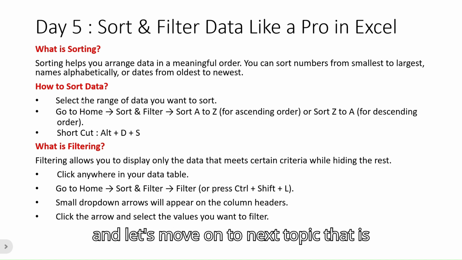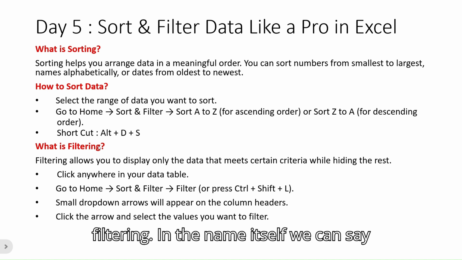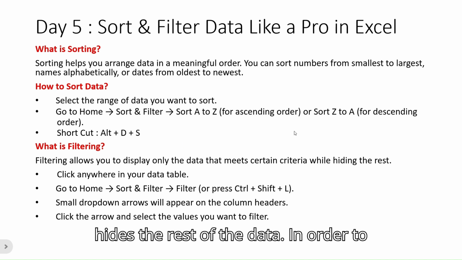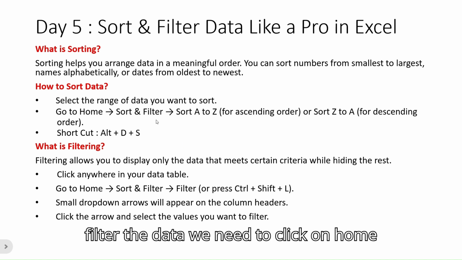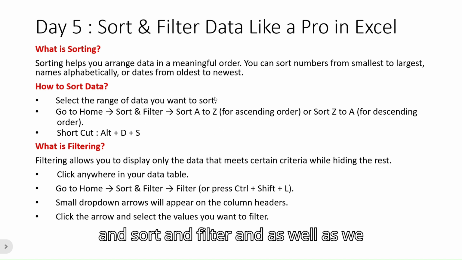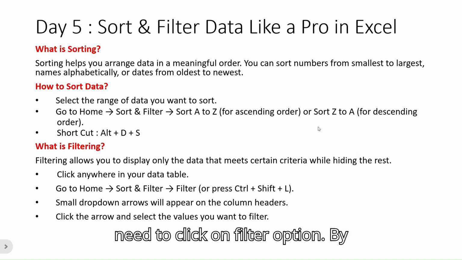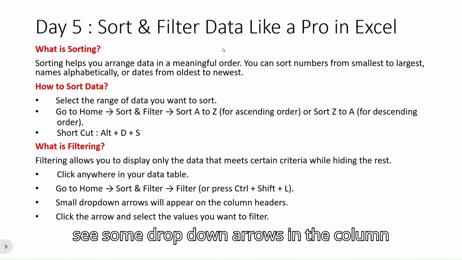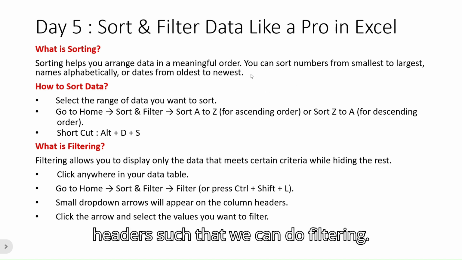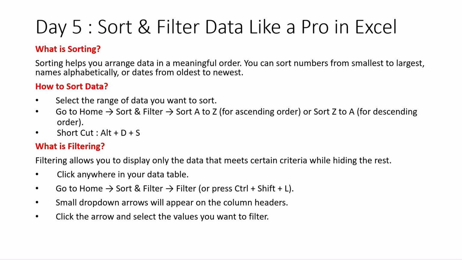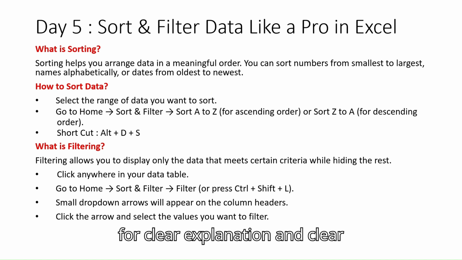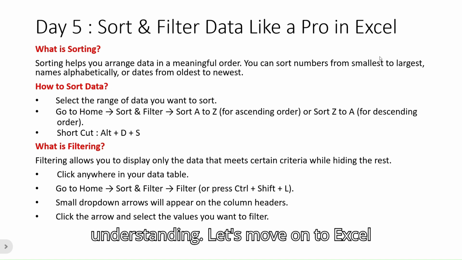Let's move on to the next topic, that is filtering. From the name itself we can say it displays the necessary data and hides the rest of the data. In order to filter the data, we need to click on Home and Sort and Filter, and then click on the Filter option. By clicking on the Filter option, you will see some drop-down arrows in the column headers such that we can do filtering. Now I will be explaining with an example for clear understanding. Let's move on to Excel work.